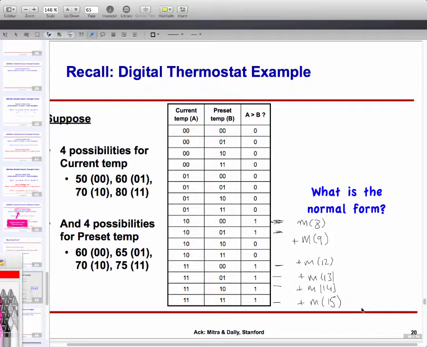And by the way, I'm falling into the trap that I told you to avoid, so it's actually all OR. So it's m of 8 or m of 9 or m of 12 or m of 13 or m of 14 or m of 15. And intuitively what it's saying is that the function is true if the inputs belong to one of those rows. So if one of those minterms is true, then the function is true. That's all that this is saying.